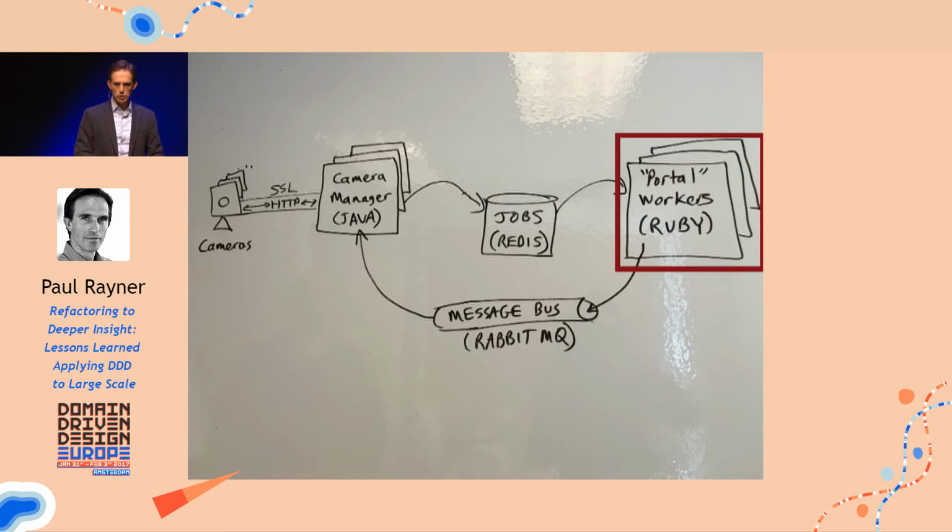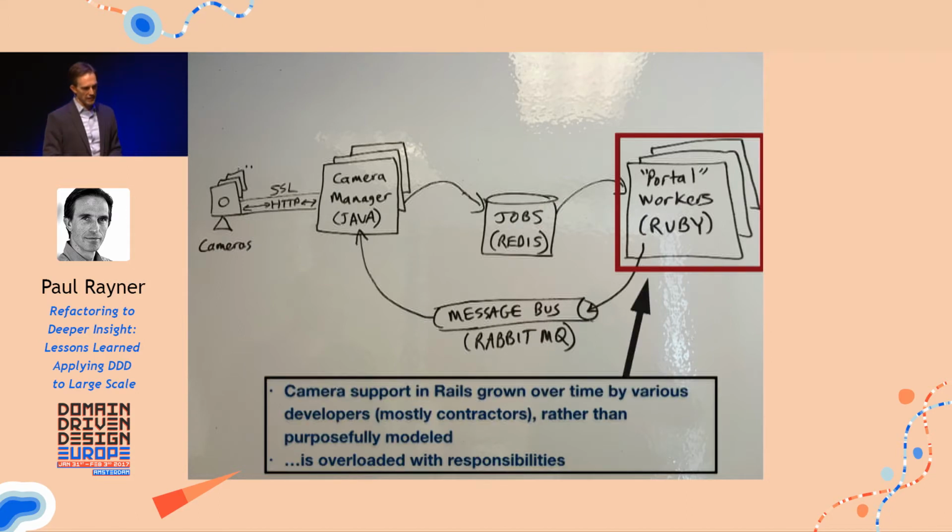If we look on the Ruby side, in the workers, the camera support had grown over many, many years. And this is probably a common situation for you. You have contractors coming on the team, they do some work in an area, and then they move on, and then other people come on. When you read the code, you get the sense that this was not purposefully modeled, it just accreted over time. And there were lots and lots of responsibilities in strange places, all muddled together.